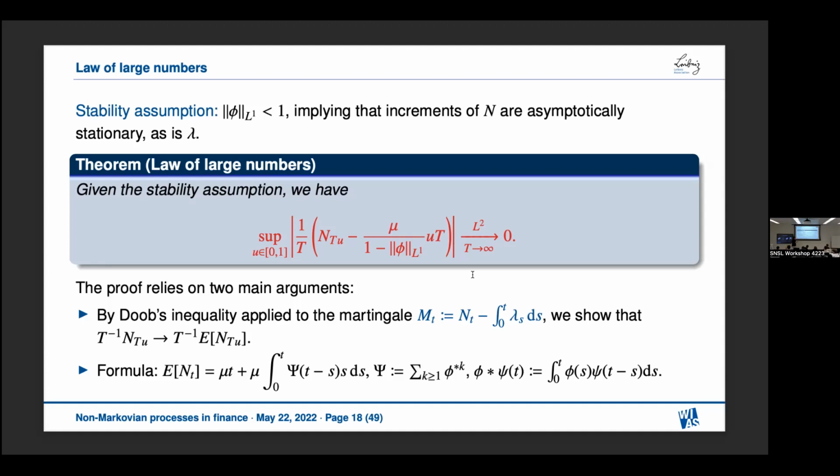And then you derive a formula for the expected value. I'm not going to go into details, but you notice you have mu t, which is for the homogeneous Poisson process. And then you have this interesting looking integral, where psi is the sum of all the convolution powers of phi. This is related to very powerful techniques that Eduardo will talk about in the context of resolvents of kernels. There's a whole calculus of these kernels, and this is the first glimpse of it.